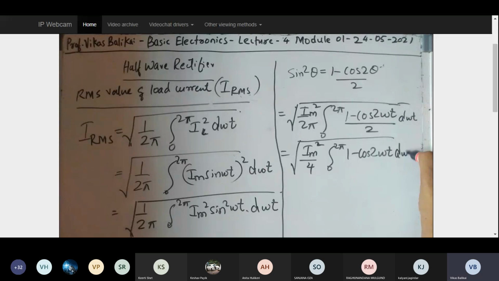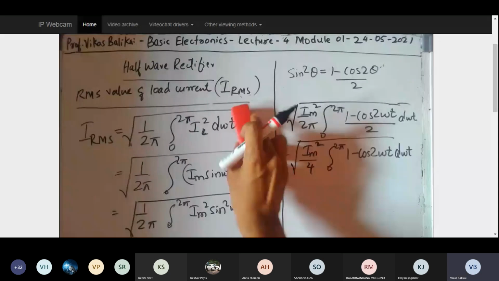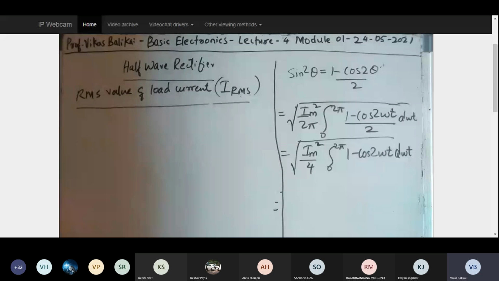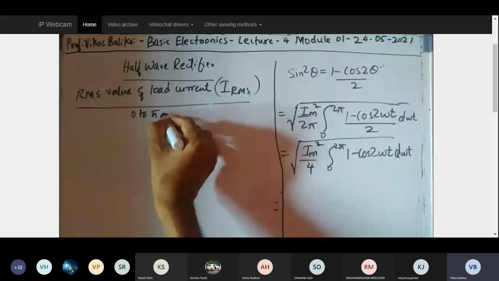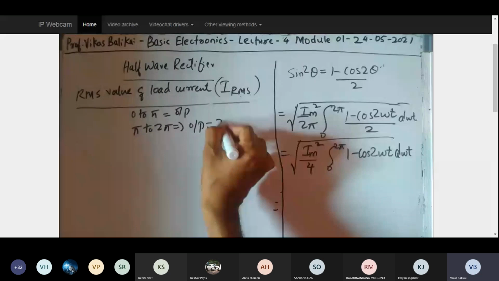So this is what I'm getting now. Now let's try to apply the integration. Before applying the integration within the limits of 0 to 2 pi, like I was discussing yesterday, I shall rub this. The half wave rectifier is only active, producing the outcome only in the region from 0 to pi, and in the region pi to 2 pi my output will be 0. Hence, we need not consider the limits from pi to 2 pi.